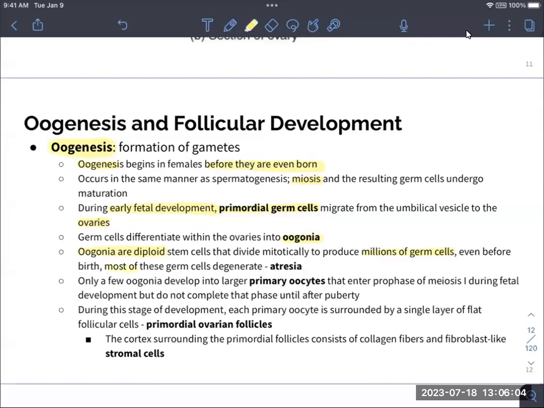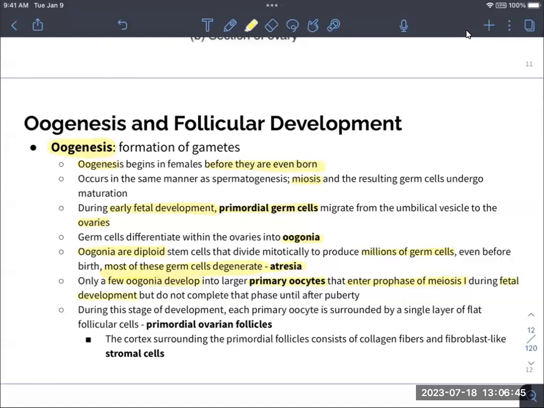Most of these cells degenerate down. That's atresia. We only maintain a small amount. Those are going to develop into those primary oocytes. The primary oocytes are the ones that enter meiosis 1. This is still going on during fetal development, but they do not technically complete meiosis 1 until after puberty has started.